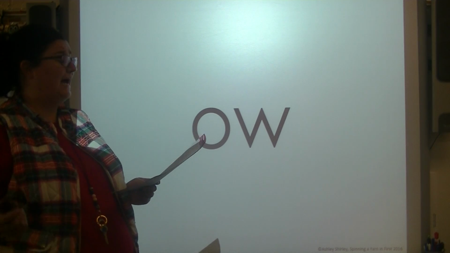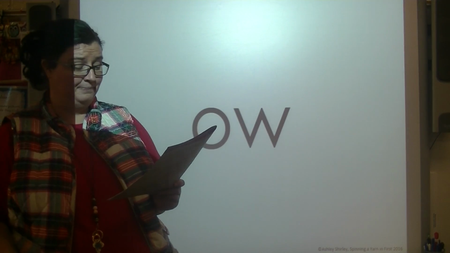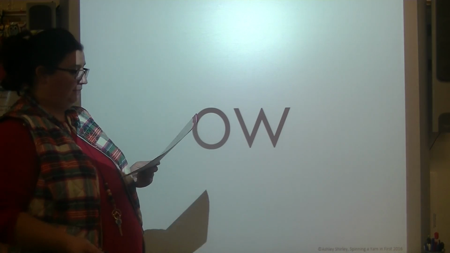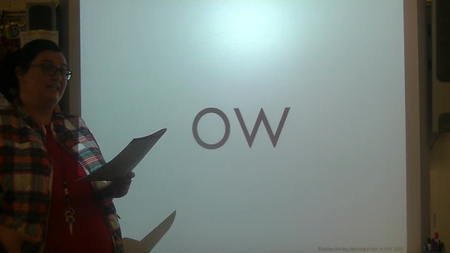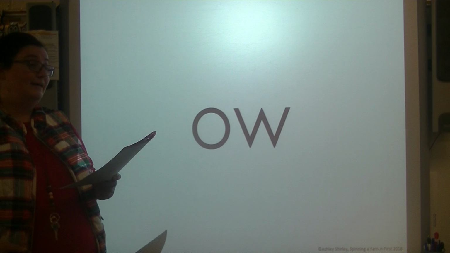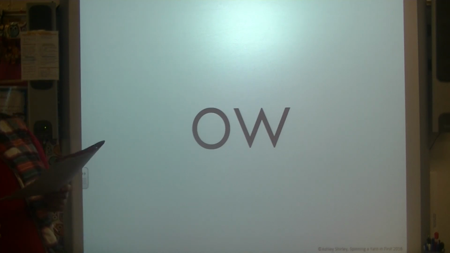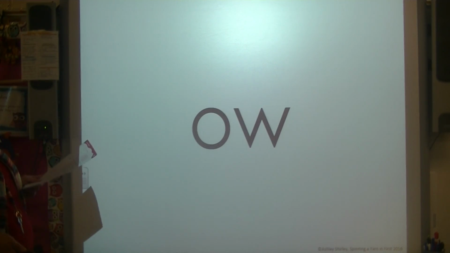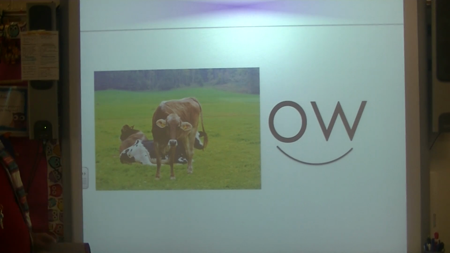I've told you I have these at my house. All right, these can be different colors. They like to eat grass. They make milk. What are they? It's a cow.